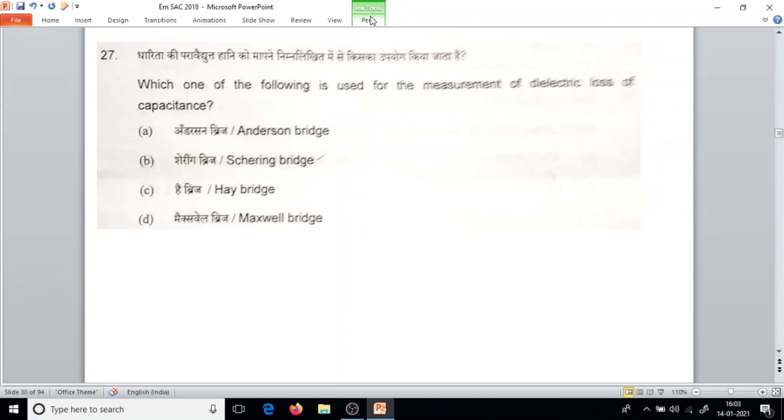Question number 27. Which one of the following is used for the measurement of dielectric loss of capacitance? Dielectric loss. Okay. These bridges you should know. To measure the inductance, we can use the following bridges. Maxwell bridge.